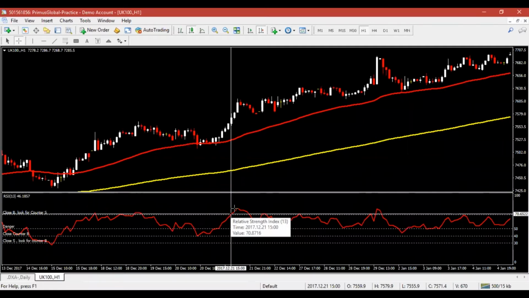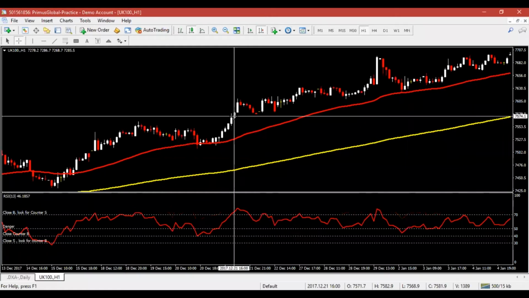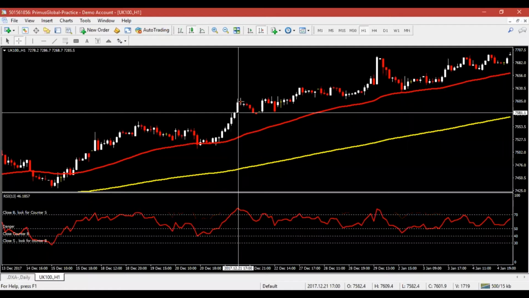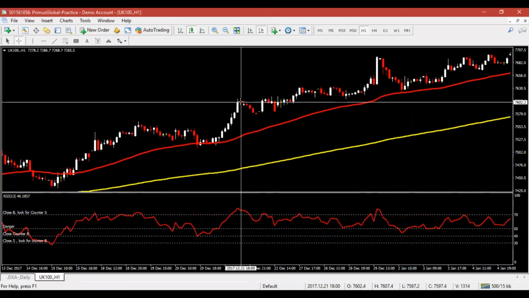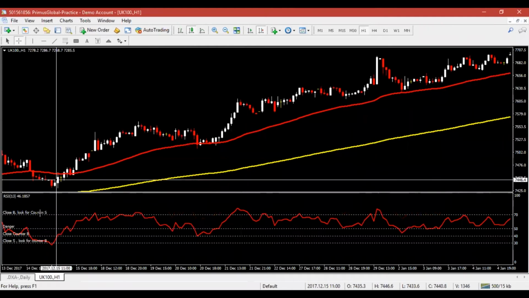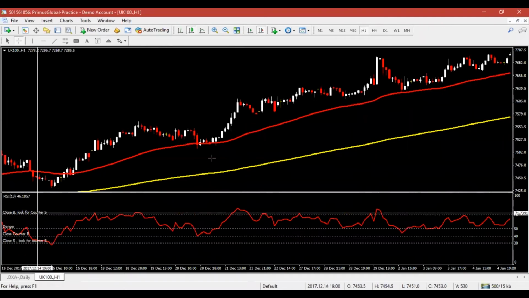Next candle. It's not opposing me. It's going in my direction. I take more money. Same thing here. More money. Uh-oh. Here's my first opposing candle. Now I take my money. Easy like that. If you look at your description, it says close buy, look for counter sell.